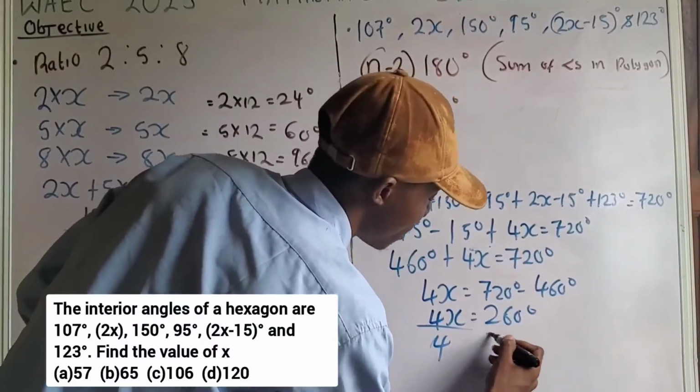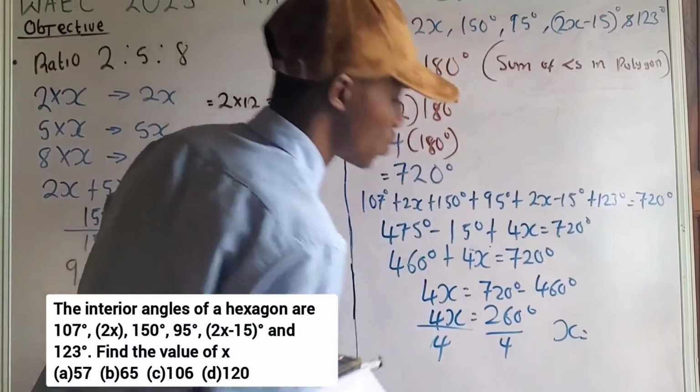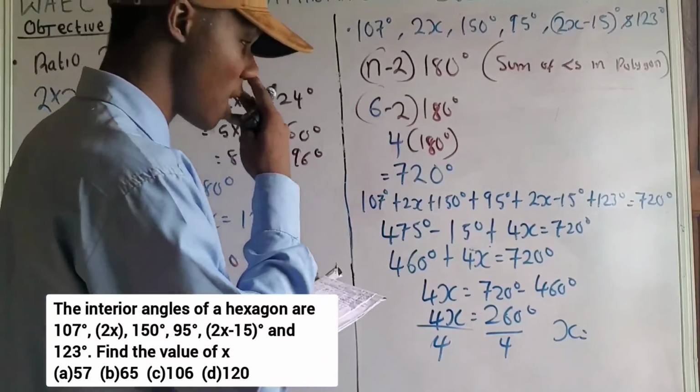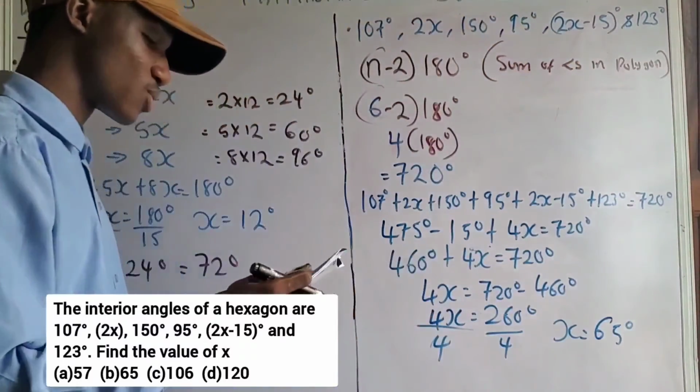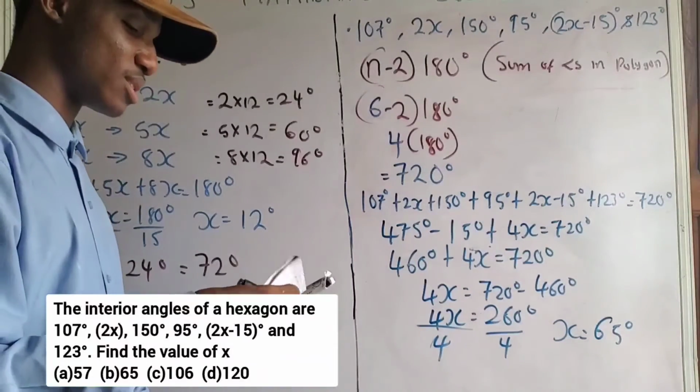To get the value of x, divide by 4. x is equal to 260 degrees divided by 4. That is 65. Okay, so I'm going to have 65 degrees. So the correct option to that question is option B, which is 65 degrees.